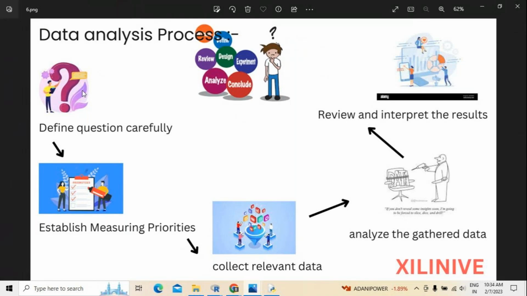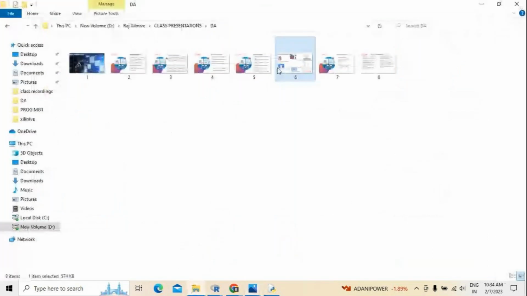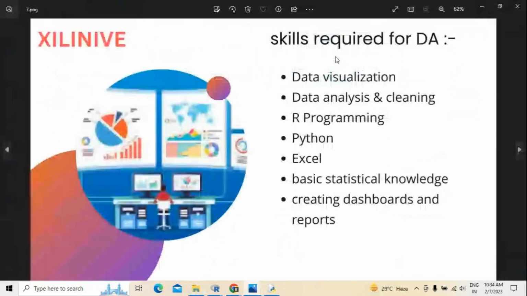So this is where the data analysis process is generally used. Now after that, what kind of skill set do we require to become a data analyst? This is the next question. When you want to know about data analysis skill sets, these are the skills required if you want to become a data analyst. One is data visualization, which you must be good with. You need to know how to visualize the data.